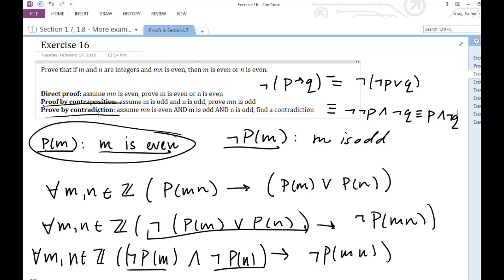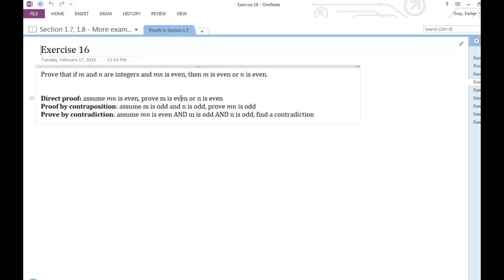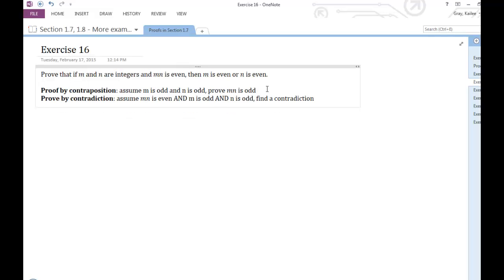Okay, so in this video I'm going to start with the proof by contraposition, and that's just because I think that's the one that is easiest to understand, so I'm just going to start there. What I'm going to do here is prove the contrapositive of the statement. Like we talked about a bit ago, the contrapositive would be that if n is odd and m is odd, then m times n is odd.